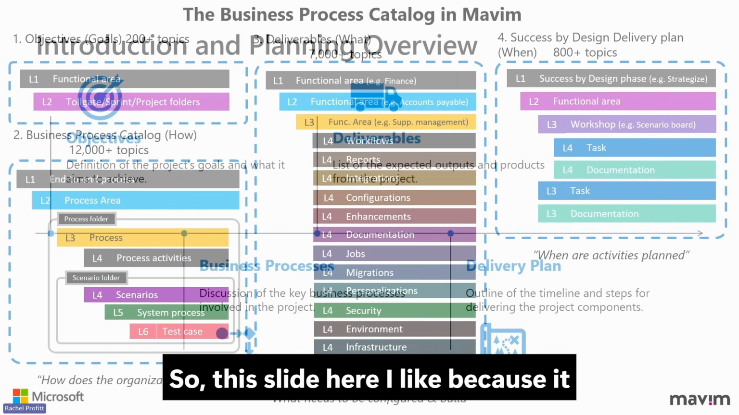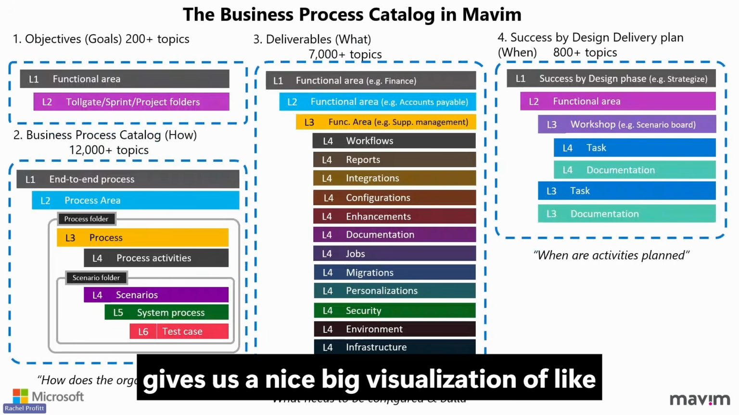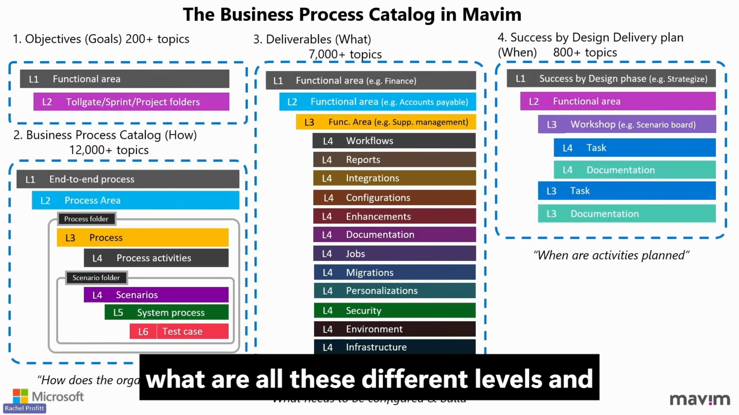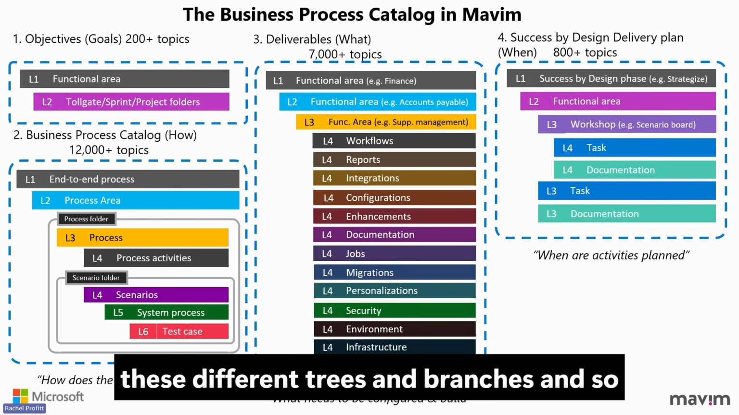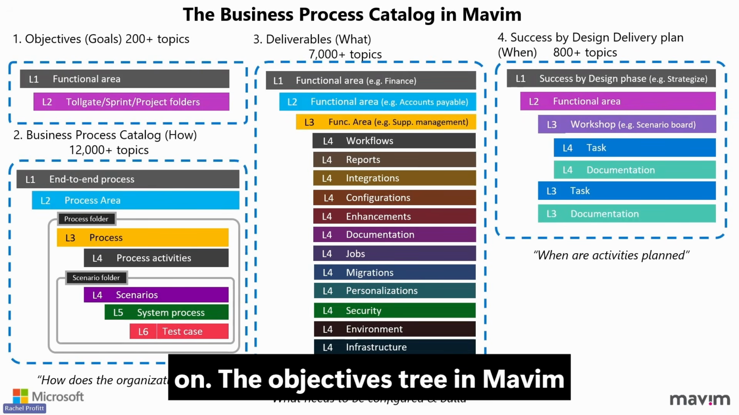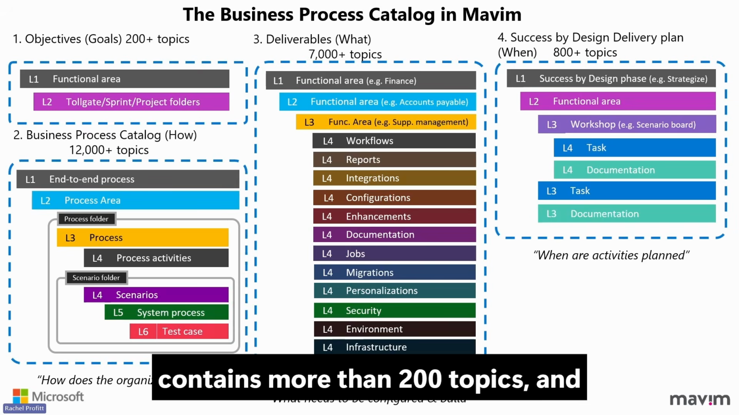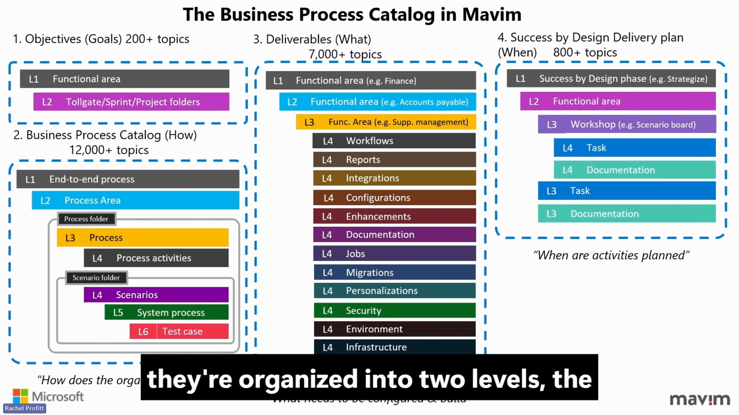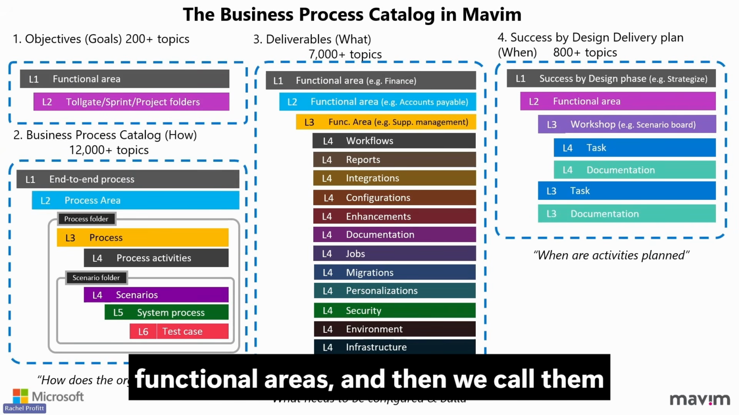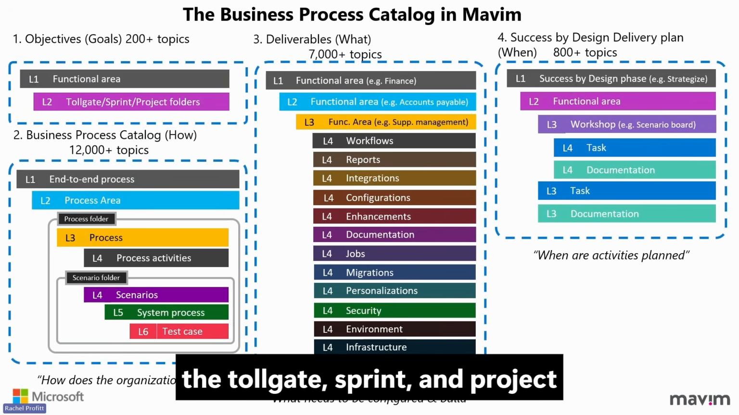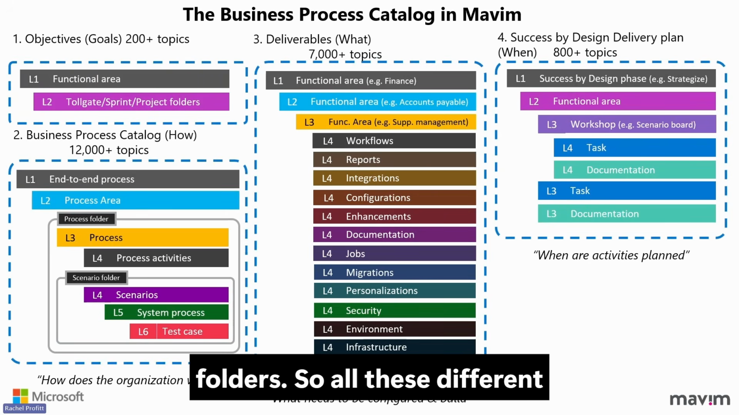So this slide here I like because it gives us a nice big visualization of like what are all these different levels and these different trees and branches and so on. The objectives tree in Mavim contains more than 200 topics, and they're organized into 2 levels, the functional areas, and then we call them the tollgate, sprint, and project folders.